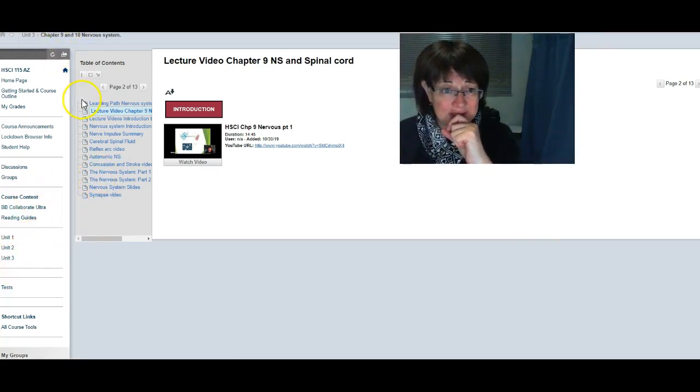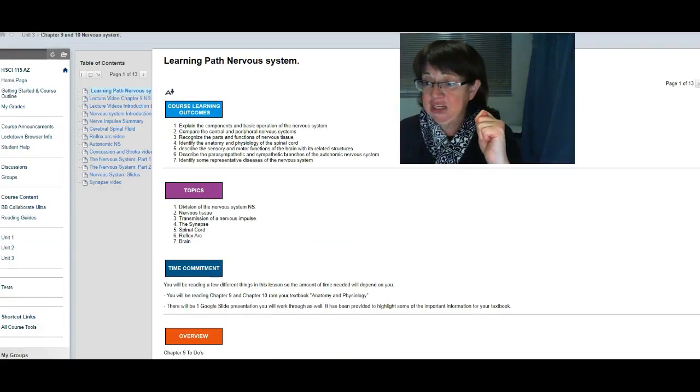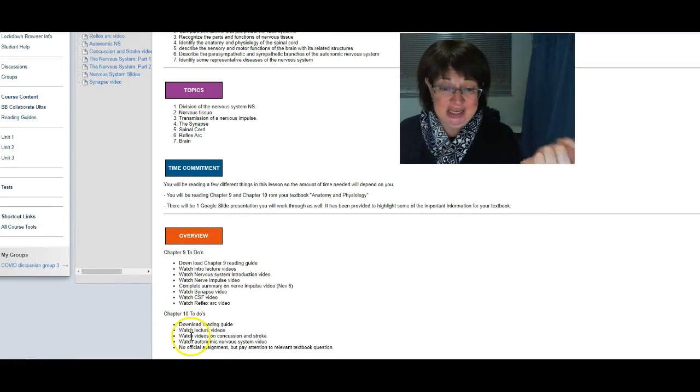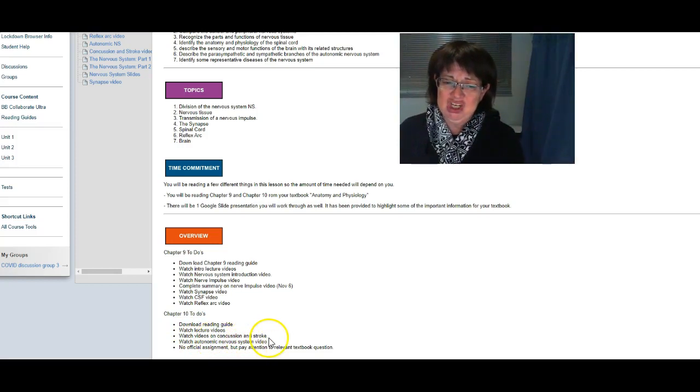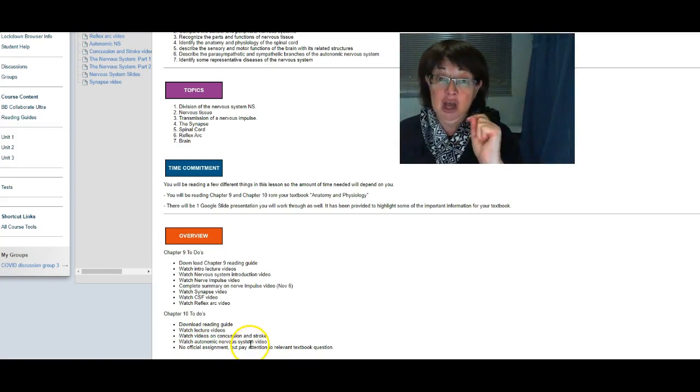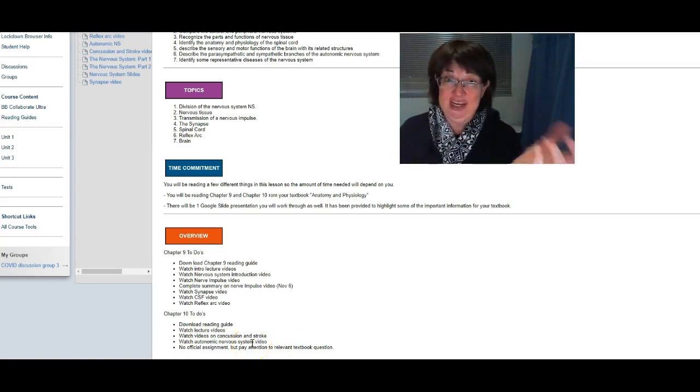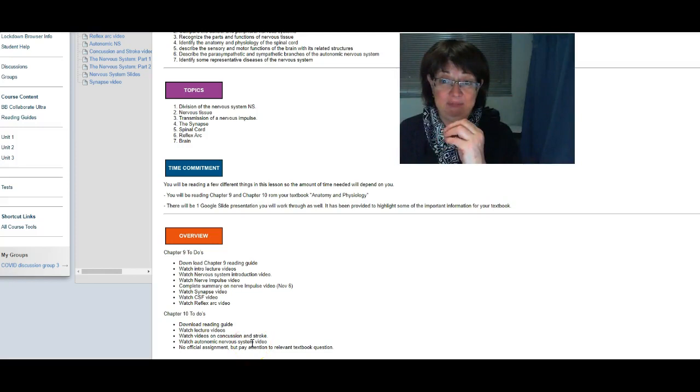in Chapter 10, go back to the beginning here. The Chapter 10 to-dos consist of getting the reading guide, watching videos. I'm going to look briefly at what a concussion and stroke is and how that affects it, and the autonomic nervous system, which is the fight or flight and the rest and digest. So there is no official assessment in this, but look for relevant questions in the textbook.